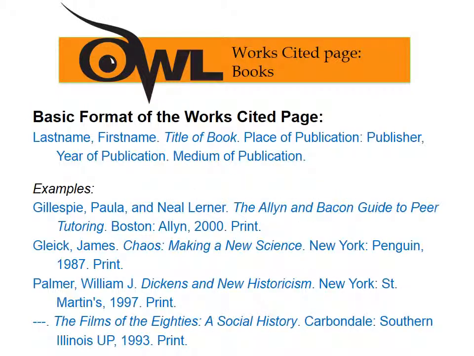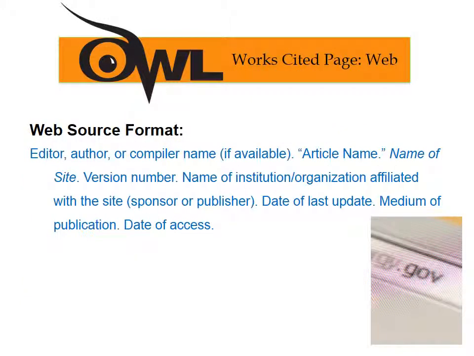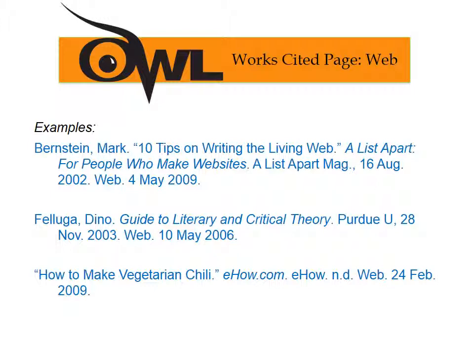And here's the basic format for a works cited page: last name of the author, first name, title of book, place of publication, publisher, year of publication, medium of publication. And here you see several examples. I'm getting my PhD in English, and I still sometimes have a hard time remembering what order and what to do for what different mediums. You'll see it's different for an article in a magazine, an article in a scholarly journal, a web source.